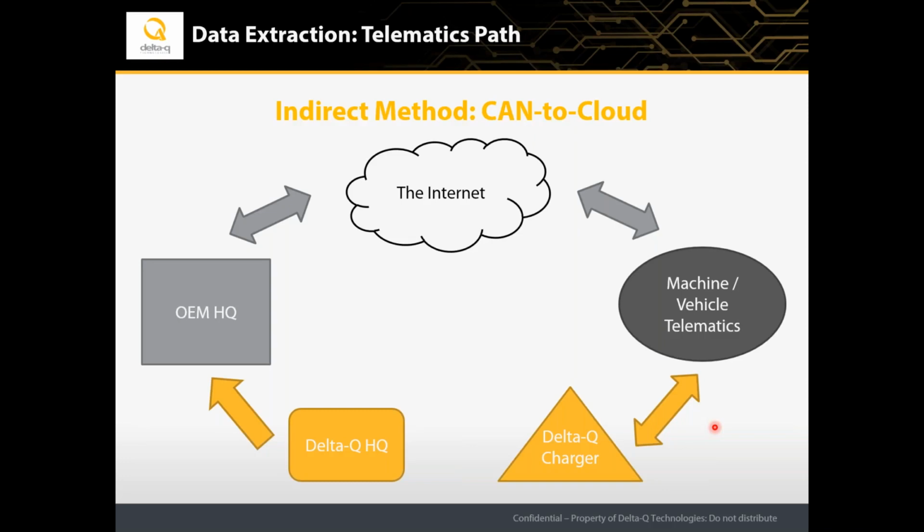The additional benefit of this telematics path is actually the reverse path of data. That means that if we need to, we can adapt to the use case, the user use pattern, or add other new features to the charger. And that can be done remotely via telematics to reprogram the charger without a technician visit.